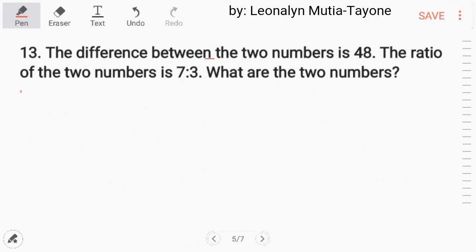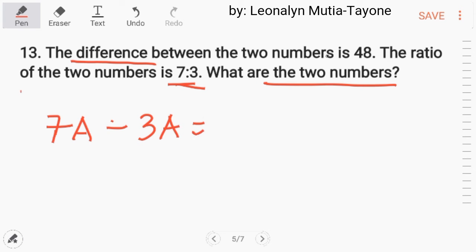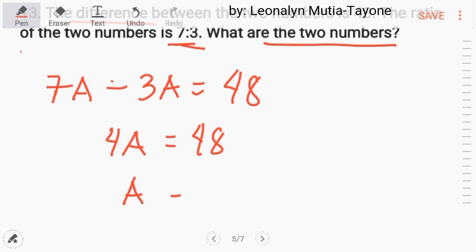Number 13. The difference between two numbers is 48. Mag-deduct tayo kasi difference man. The ratio of the two numbers is 7:3. What are the two numbers? 7:3. Ganito lang yan. 7A, let A be our number. Minus 3A equals 48. I-deduct mo lang sila. And that is 7 minus 3, 4A equals 48. So, A equals 48 divided by 4, and that is 12.